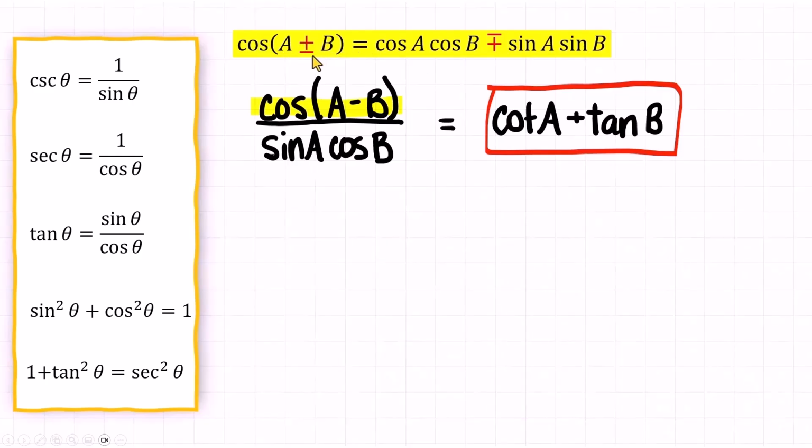Now I did this one on purpose because this one has this funky plus minus minus plus that you might see in a textbook. Cosine of a plus b will use the minus in the formula because it's on top. Cosine of a minus b, which is what we have here, is going to use the plus. So we'll do that.